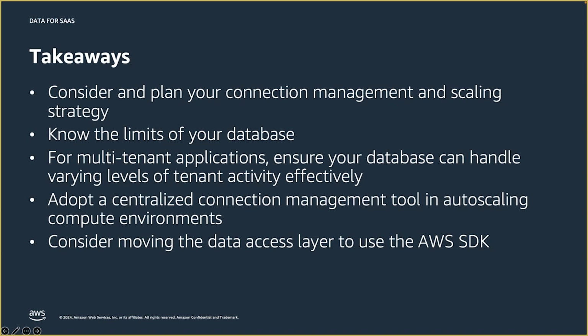For multi-tenant applications, that means thinking about when you have varying levels of tenant activity, when you have a sudden spike in tenant activity, how do you manage that from a connection management perspective? And that'll mean you want to think about one of two options. You want to either adopt a centralized connection management tooling, such as RDS proxy, so that in your auto-scaling compute environment, the database doesn't become the bottleneck and you're able to scale as your application grows. And the other option is to consider moving away from stateful connection management and instead move your entire data access layer to use the AWS Data API via the AWS SDKs.